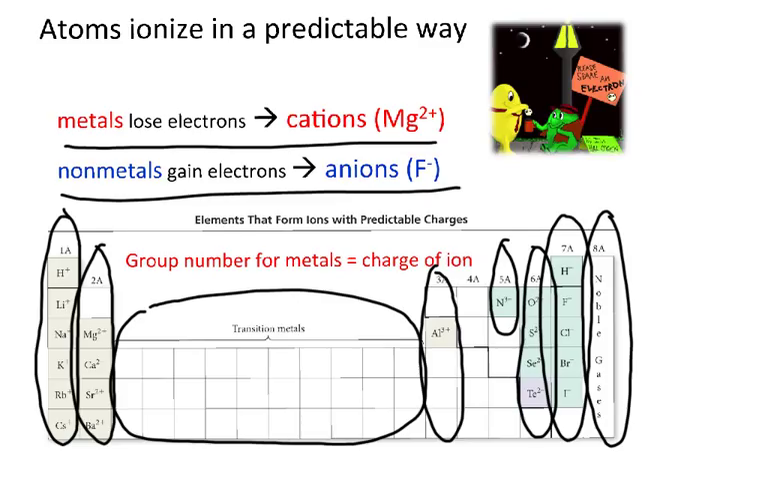The one way to remember it, we're not going to get into electron structure or anything like that, but 7A is 1 away from 8A, so these guys form a -1 ion. 6A is 2 away from 8A, so they form a 2-, and so on and so forth. Well, really just for the nitrogen ion. That might be able to help you remember.